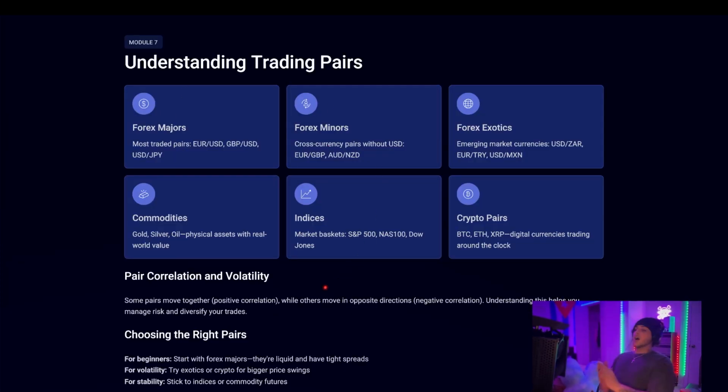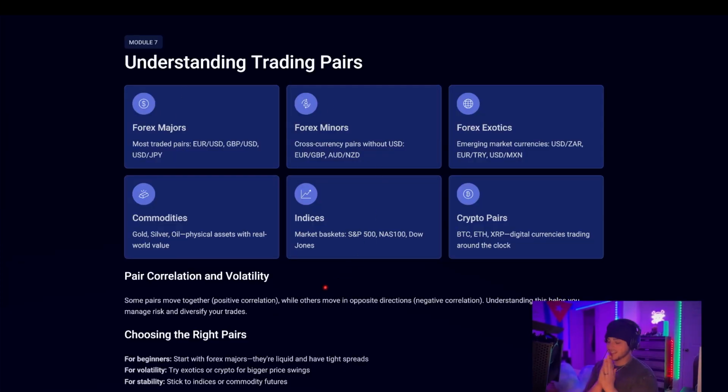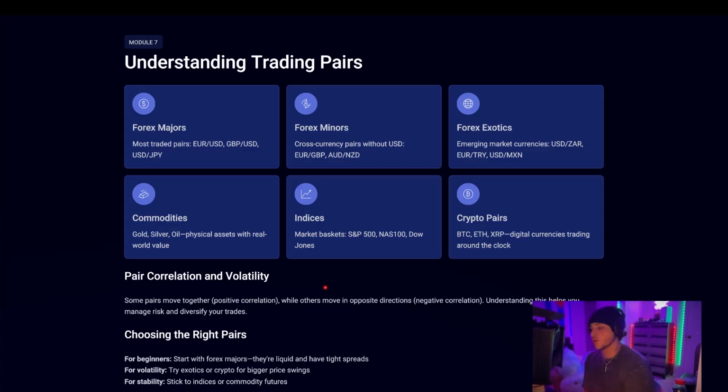All right, understanding trading pairs. Anyways, we have Forex majors, Forex minors, and Forex exotics, right? Forex majors are the most traded pairs, like Euro to the USD, GBP, Great British Pound to the US dollar, and US dollar against the Japanese yen. Forex minors are cross-currency pairs without USD, like Euro, GBP, AUD, NZD, and so on and so forth.